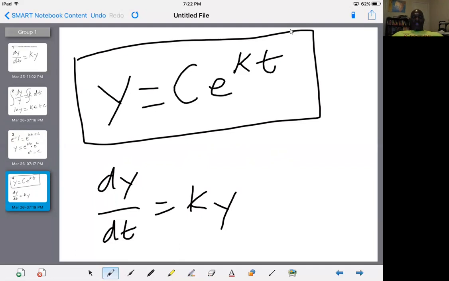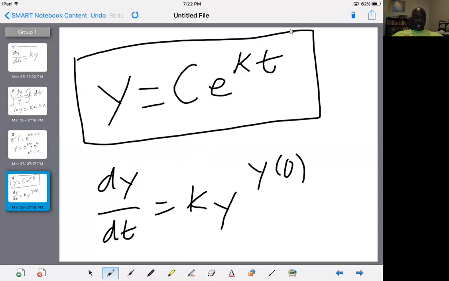So the solution to that differential equation is the guy you see boxed. But let's say we had this differential equation and we had some initial condition where y of 0, so that's the value of y when t is 0. So this is the initial value. So what I'm writing is the initial value of this.